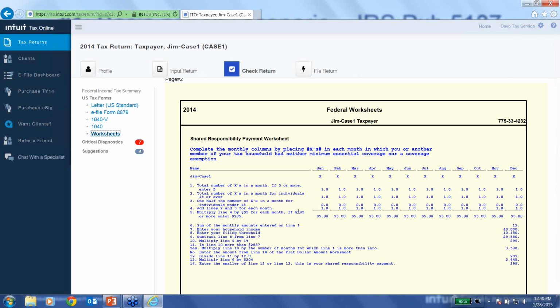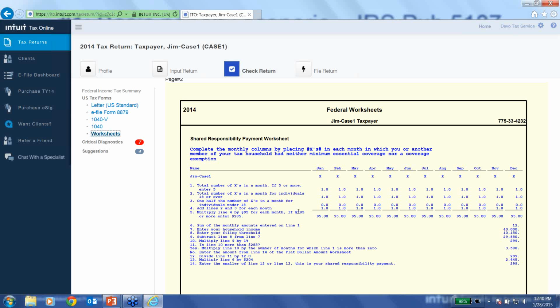Line 6 is the sum of the monthly amounts entered on line 1. That's a 12. That comes in later when we compute the amount on line 13. Household income, $40,000. The filing threshold is $10,150, and we're left with $29,850. Multiply that by 1%, and we have the $299.